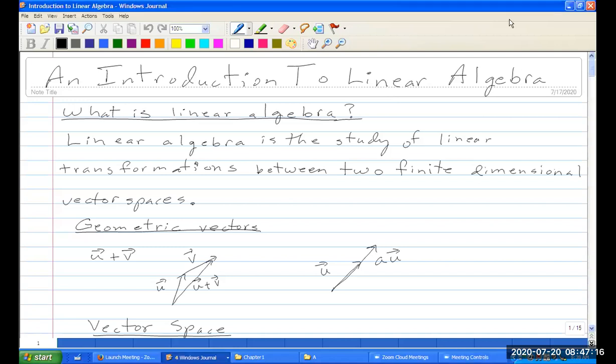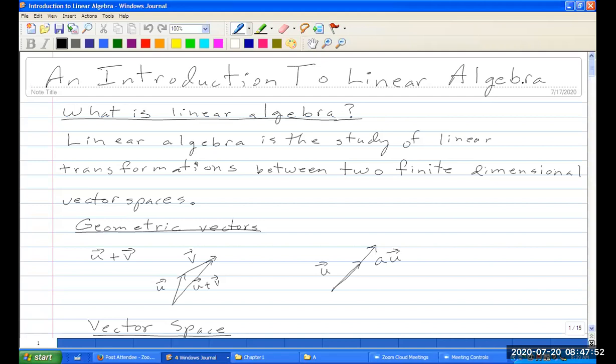Okay, so at the beginning, this is just going to be a quick introduction to what is linear algebra, so you know what this course is about, or at least give you a quick overview of what linear algebra is. So, an introduction to linear algebra. For today, this is probably mostly just me talking without doing any calculations yet.